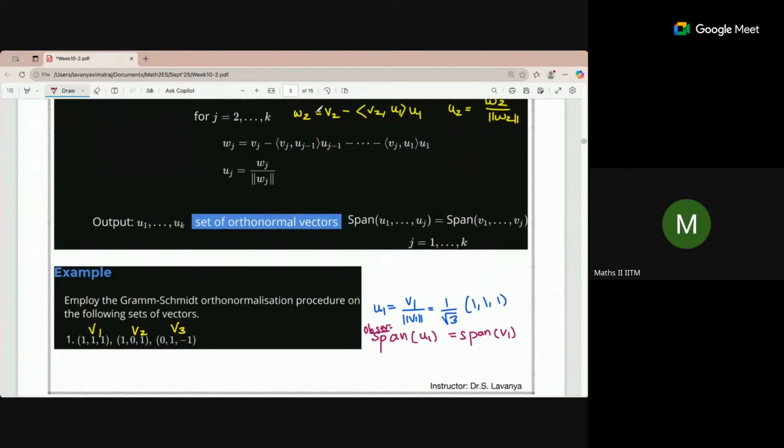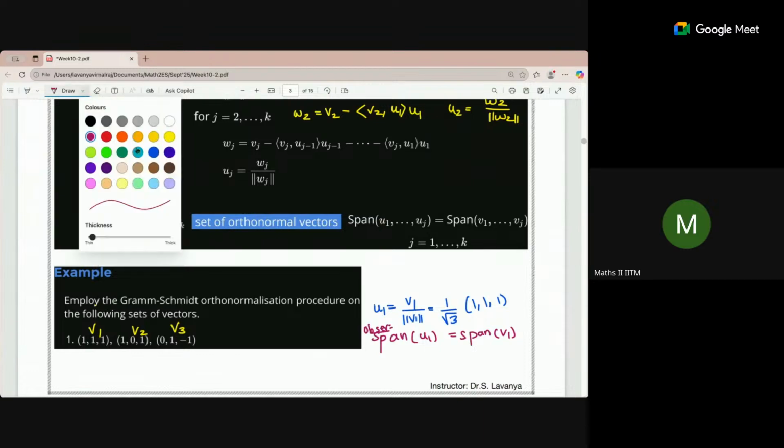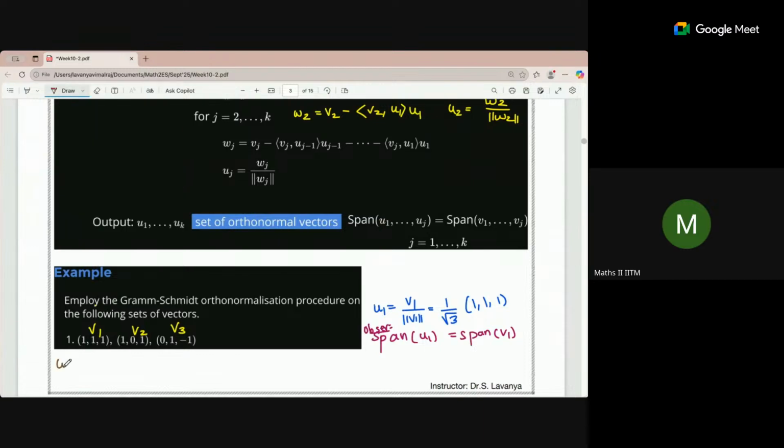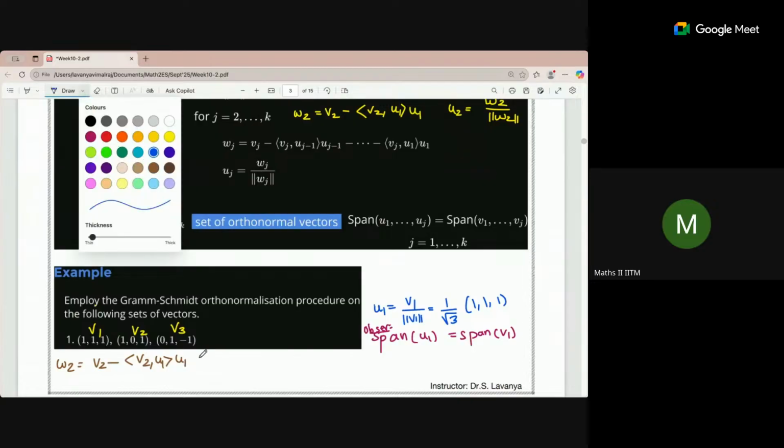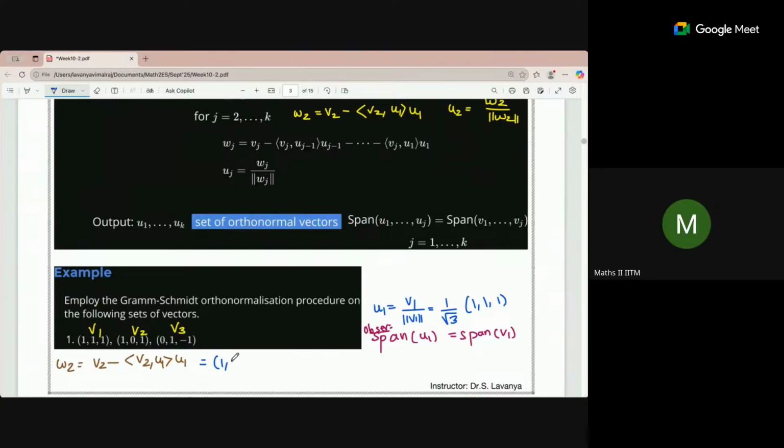You need to find w2. How do we compute this w2, how do we understand this step? The formula is w2 is equal to v2 minus inner product of v2 comma u1 into u1. What does that mean? v2 is this vector (1, 0, 1). Remember that inner product always means it is just a number. So what is the inner product of v2 with u1? What is the value of this?